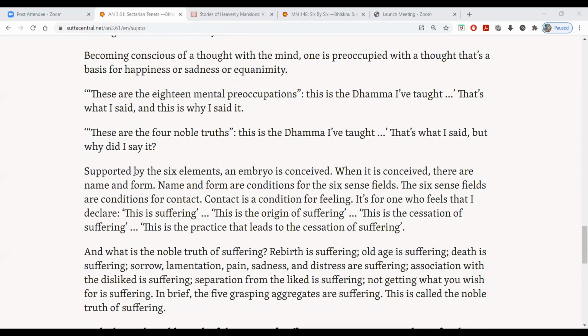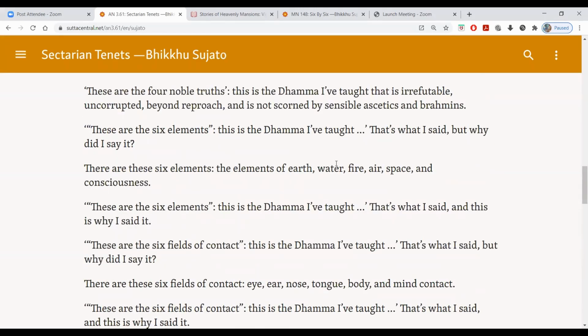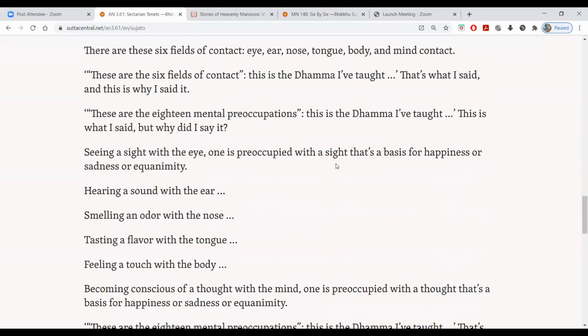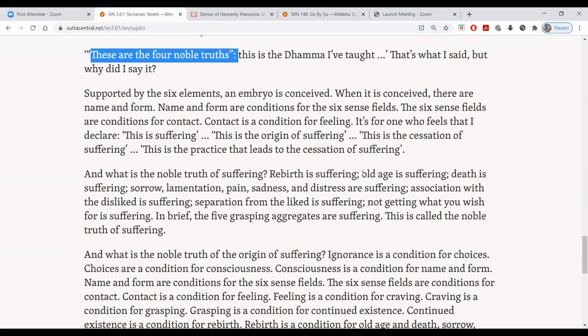I think this is the last part of the sutta. Buddha teaches there are these four noble truths. That's a very familiar Dhamma topic, right? Buddha says, this is the Dhamma I have taught, and it is irrefutable, uncorrupted, beyond reproach, and is not scorned by sensible ascetics and Brahmins. In this sutta, Buddha explains the four noble truths in a very different, unique, amazing way. This is the only sutta where you see this explanation.